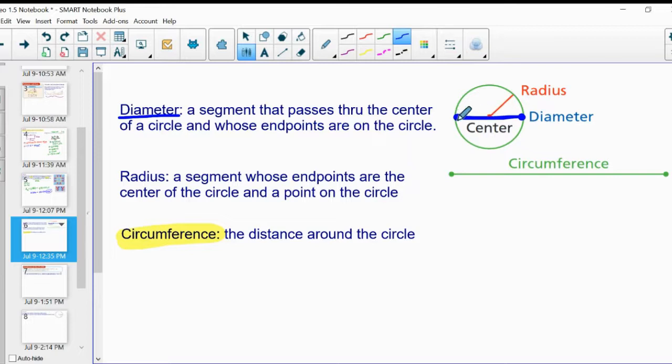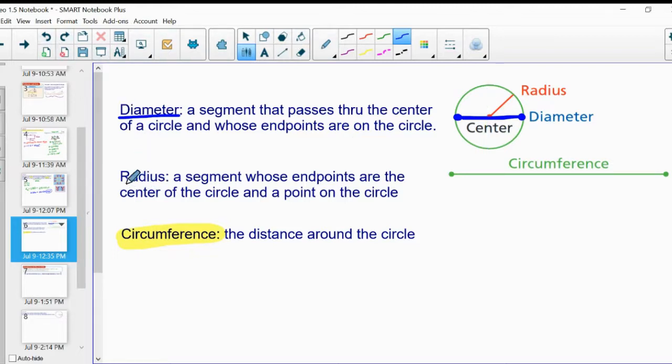So through the center with the two endpoints on the circle. If you think of a clock, that center in the middle where the two hands meet, if you went from 9 to 3, connecting, that would be a diameter. Or you could also have a diameter going top to bottom, 12 to 6, etc.